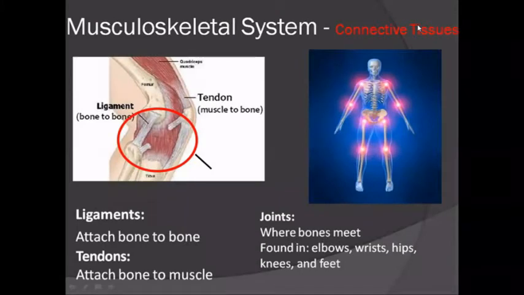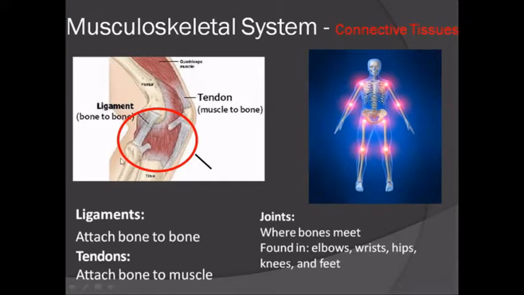The next composition or structure of the musculoskeletal system is collectively known as connective tissues. Unlike the bones that are hard and sturdy, connective tissues are structures that are made up of fibrous and elastic materials. These connective tissues are the ligaments, tendons, and joints.